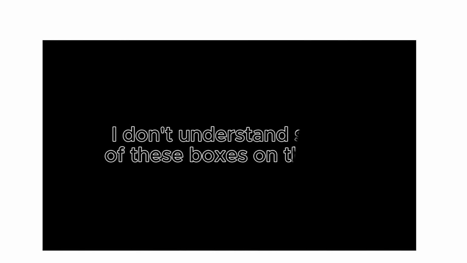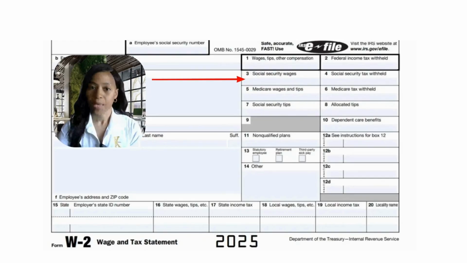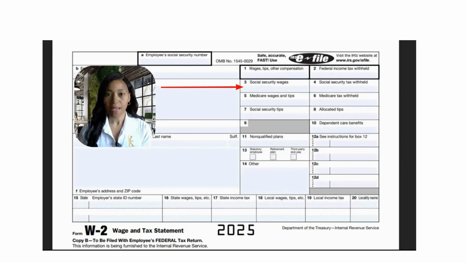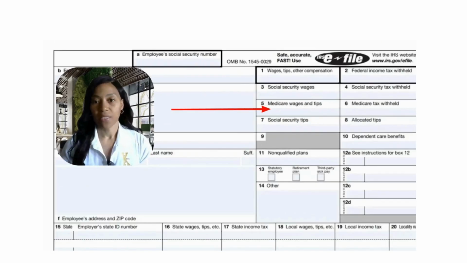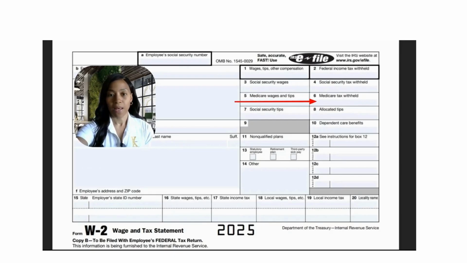Another question that I get is that I don't understand some of these boxes on the W-2. So here in box 3 is your wages that are taxed by Social Security. This is taxed at a base rate of 6.2% for year 2025. That tax amount will appear in box 4. Box 5 is the total gross earnings that are taxed at the Medicare rate of 1.45%. Whichever that amount is will appear in box 6.